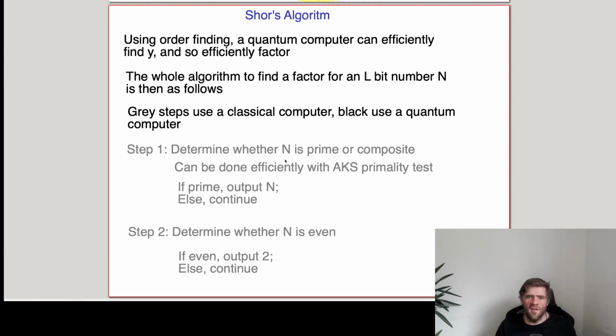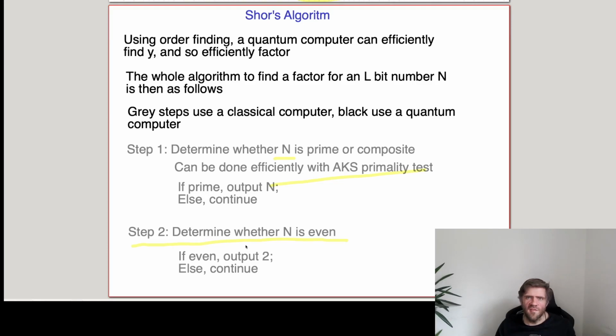So step 1 is: is n prime? Because if it is, you're done. This can be done efficiently with a primality test. If it's prime, there you go. Otherwise, you continue. Step 2 is determine whether n is even.